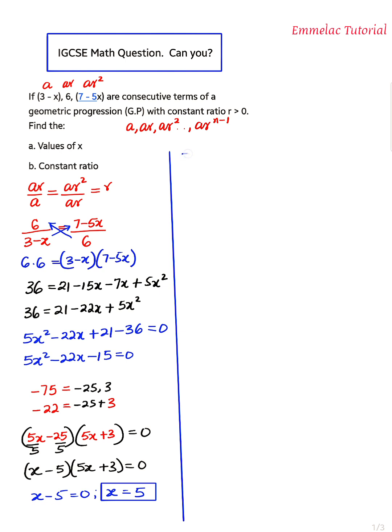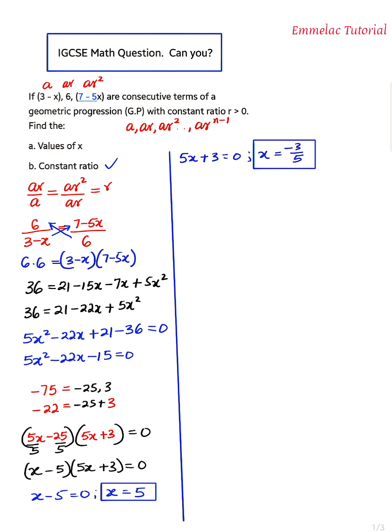So this is 5x plus 3 equals 0. Now when we subtract 3 from both sides and divide both sides by 5, then our x now becomes negative 3 all over 5. So here is the second value of x. Alright, so let us move to number b, which says find the constant ratio.